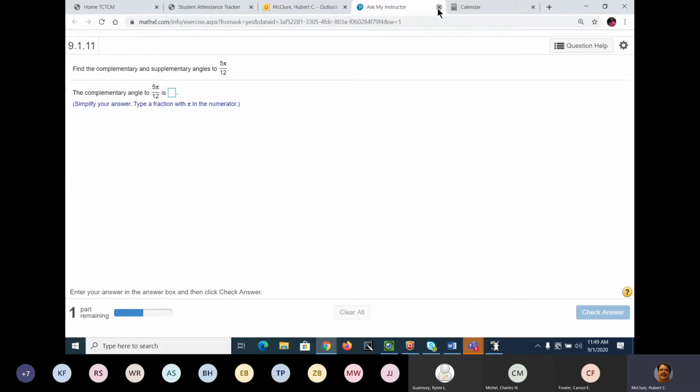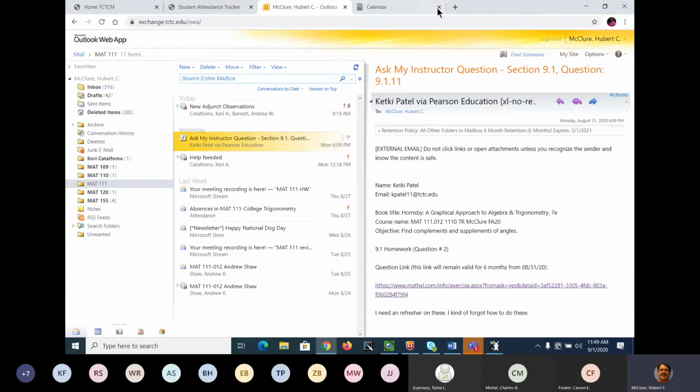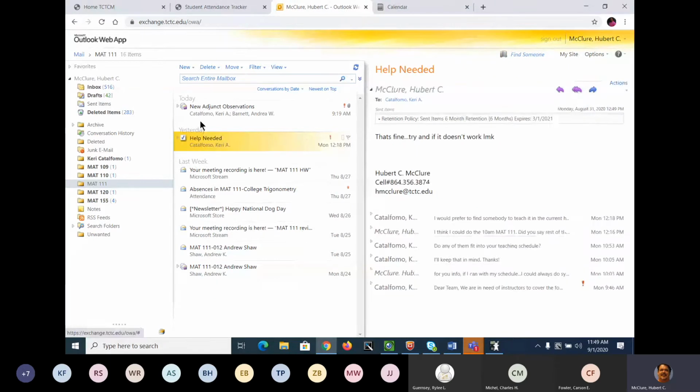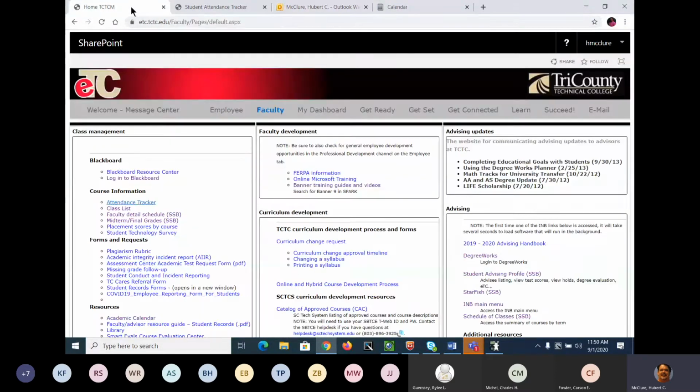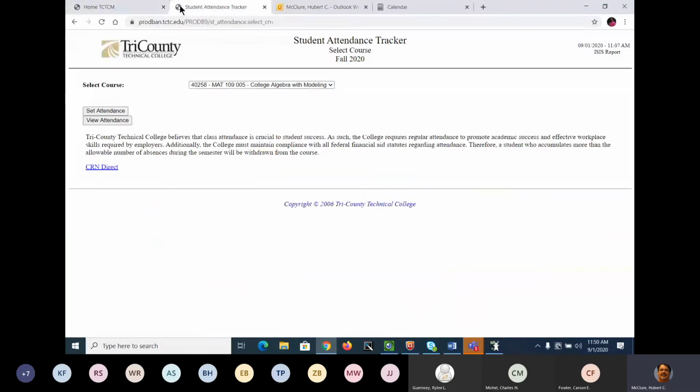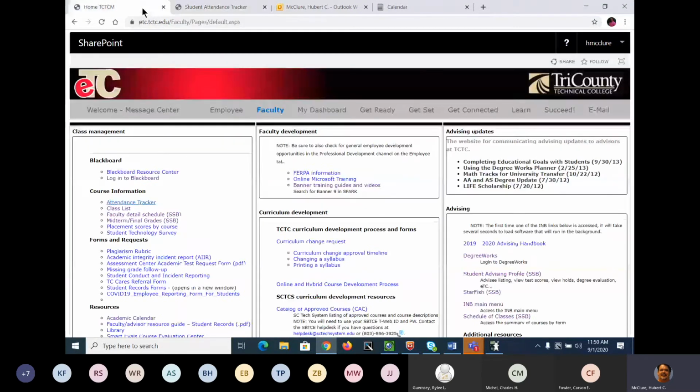All right, so let's move on. Let me delete that one. I have no more questions. So let's go to the most important page. Where is it? Oh, there it is. I don't know why I'm in 120. Need to be 111. Oh, I know why I was in 120. It's helping a student.